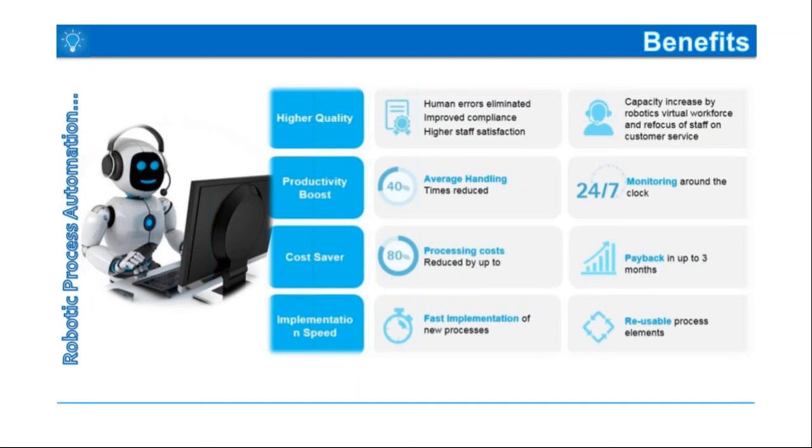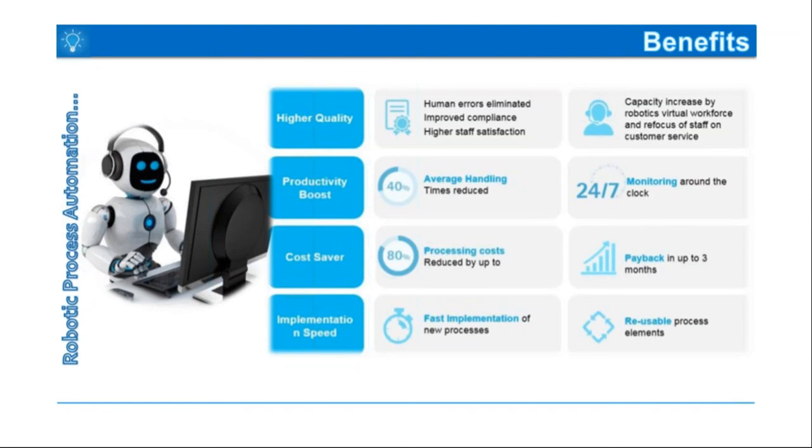Next is the productivity boost. Humans work very fast in the morning, but before lunch or during drowsy times, they work very slowly. Here, the bot will always perform at 100%, doing the same operation at the same speed. The bot will not take rest, will not have lunch, and will not get sick. So I can see 100% productivity from the bot.